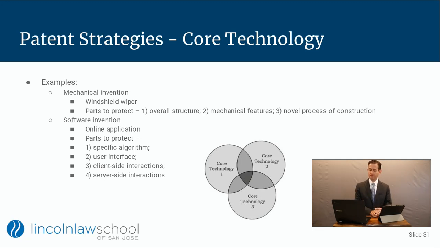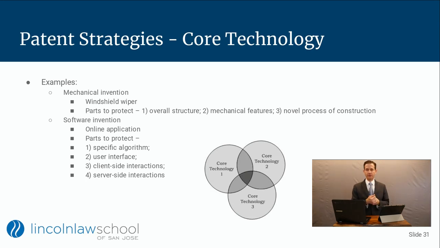I have two examples here, one of a mechanical invention of a windshield wiper, and we may want to protect the overall structure of the wiper, but we also may want to just protect the fastener and how it attaches to the vehicle, or the methods being used to actually construct the wiper. So you might have one of a use, you might have one of actually making. Keep in mind, a patent protects the making, using, or selling of the patented invention. A software invention may be an online application, but there may be different types of parts that you might want to protect in relation to that invention.